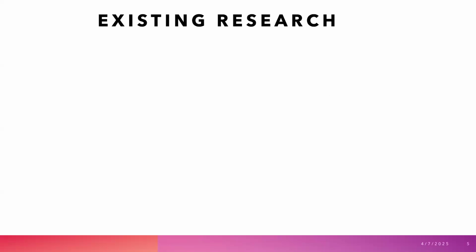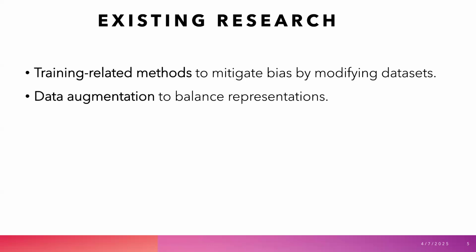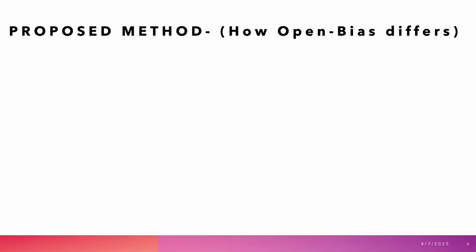And let's see about the existing research. So the existing research is nothing but what has been done on the previous problem, and they have performed some approaches, which are training related methods to mitigate biases, data augmentation to balance the representation, and classifier based methods to analyze the generated images. So among these, how does open bias differ?